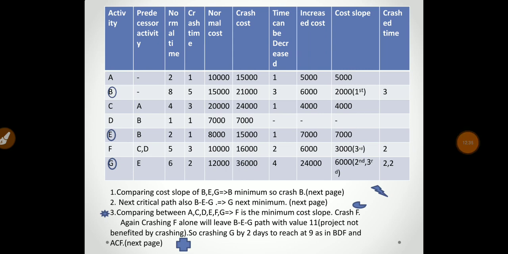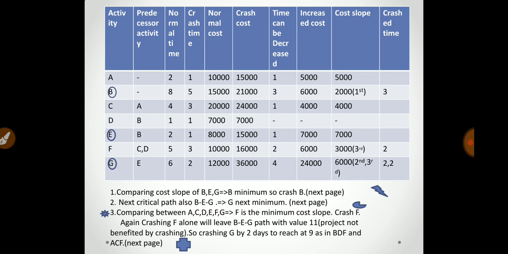Now activity B, normal time is 8, crash time is 5, normal cost is 15,000 and crash cost is 21,000. Time can be reduced by 3. Cost can be increased by 21,000 minus 15,000 equal to 6,000. So cost slope is 2,000. Then crash time is 3.